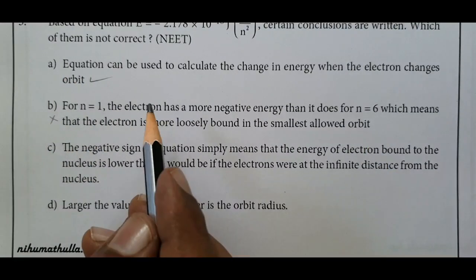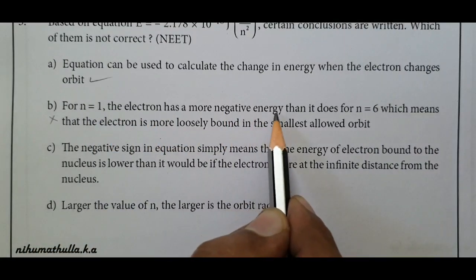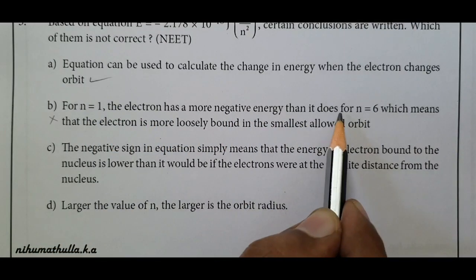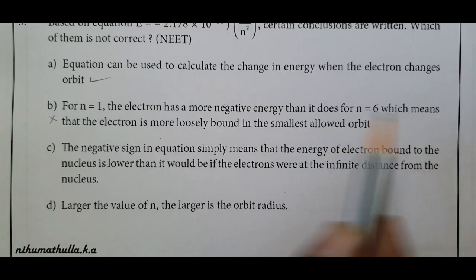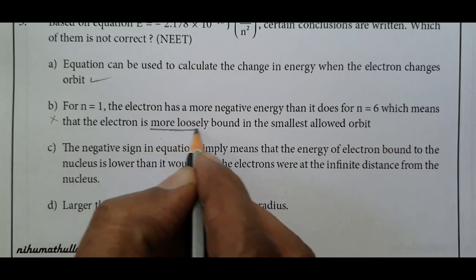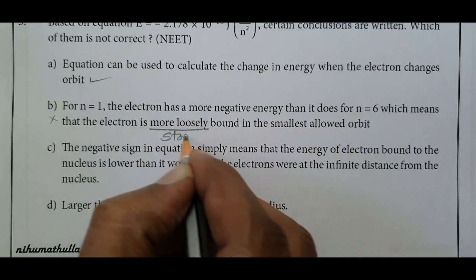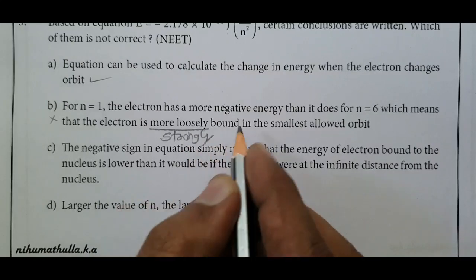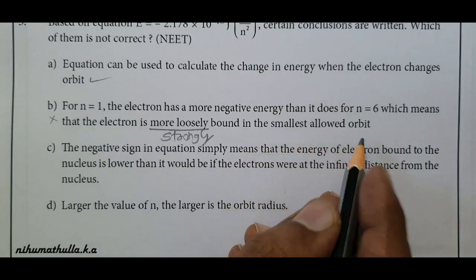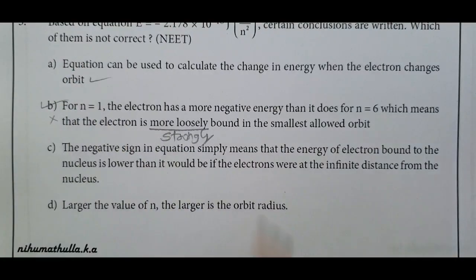How? For n equal to 1, the electron has more negative energy than it does for n equal to 6, which means that the electron is not more loosely, but more strongly bound in the smallest allowed orbital. So, this is the wrong statement. This is your answer, the incorrect statement.